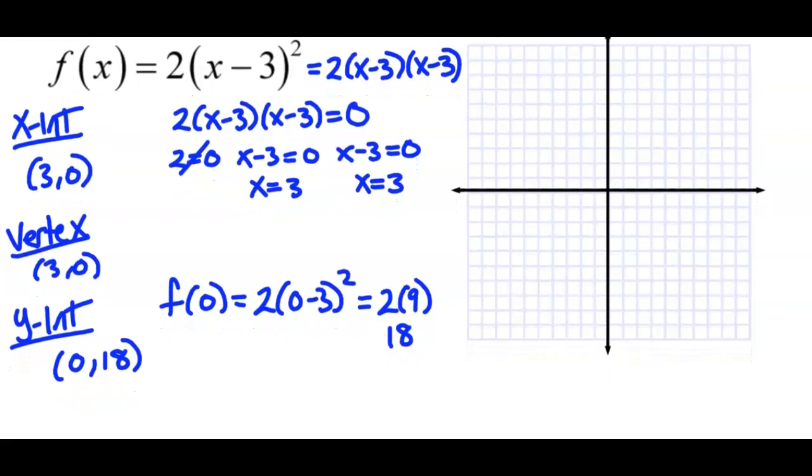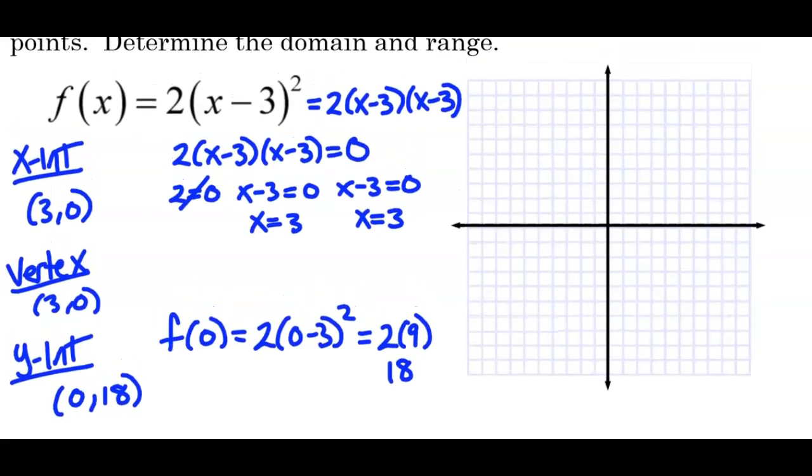And those are all the points we typically find. So let's plot what we have. So we have 3, 0. Now 0, 18. So let's scale the y-axis. We'll go by 2s. So 2, 4, 6. And then I won't label the rest so it doesn't get too cluttered. So then we have 2, 4, 6, 8, 10, 12, 14, 16, 18.